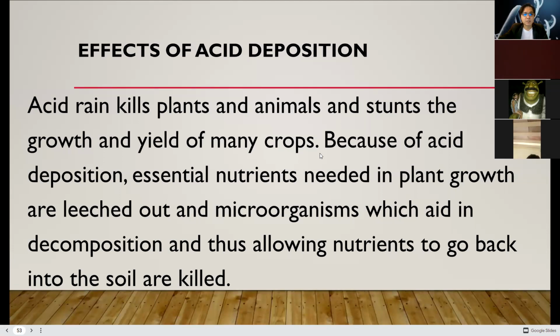What else? Because of this acid rain deposition, or acid deposition, the tendency is some of the microorganisms die. And we cannot return the dead organic matter, the nutrients, into the soil. So those are the effects.